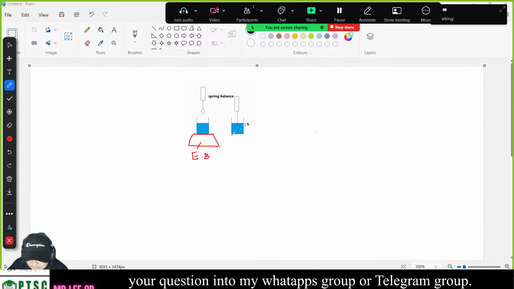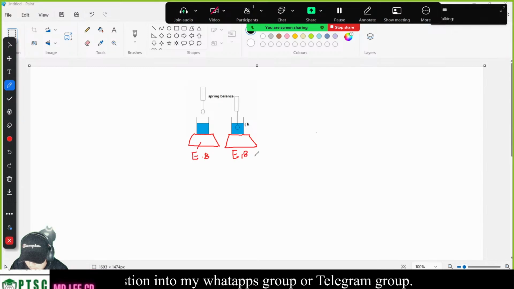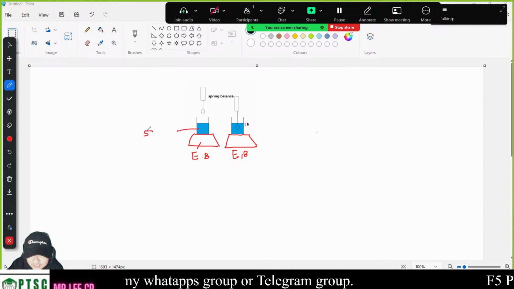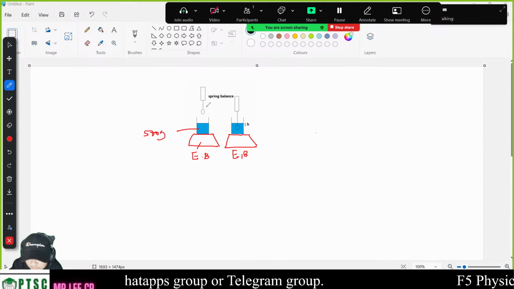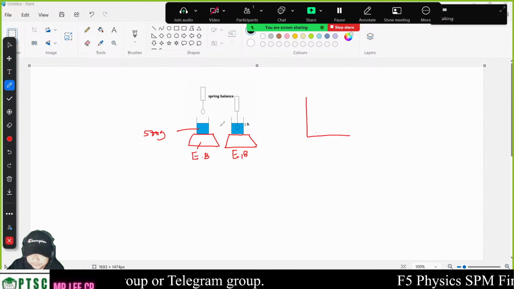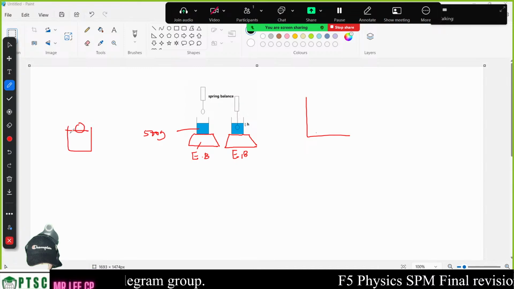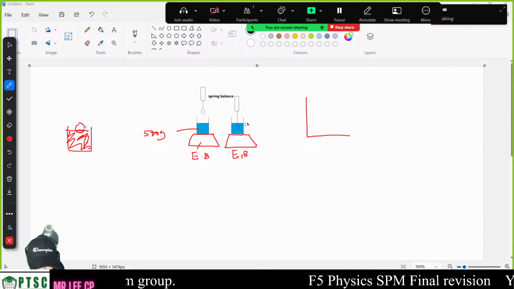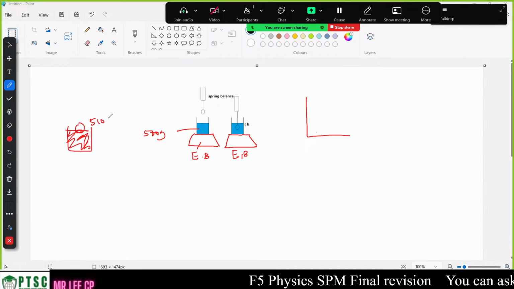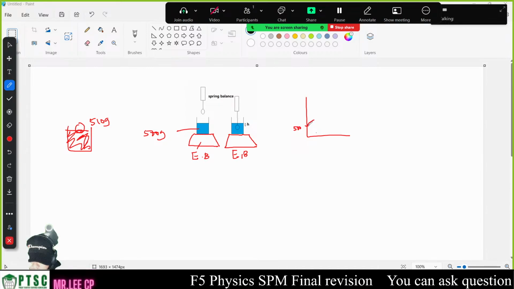Now, electronic balance. They put one electronic balance. So now this one is 500 gram, the water itself 500 gram. At first it is 500 gram. Now you lower it down. When you lower it down, it means 500 plus some more, maybe 10 gram. So from 500, it becomes 510.